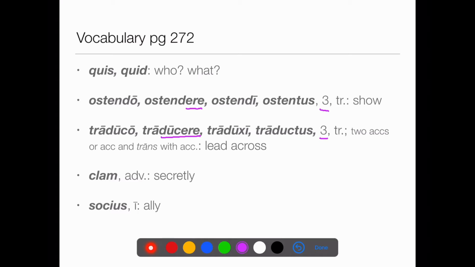We have the word clam, which means secretly. That's an adverb, so it's never going to change. It will always just be clam. And then we have a new noun, socius, socii, which means ally. So as you can tell, this is a second declension noun.